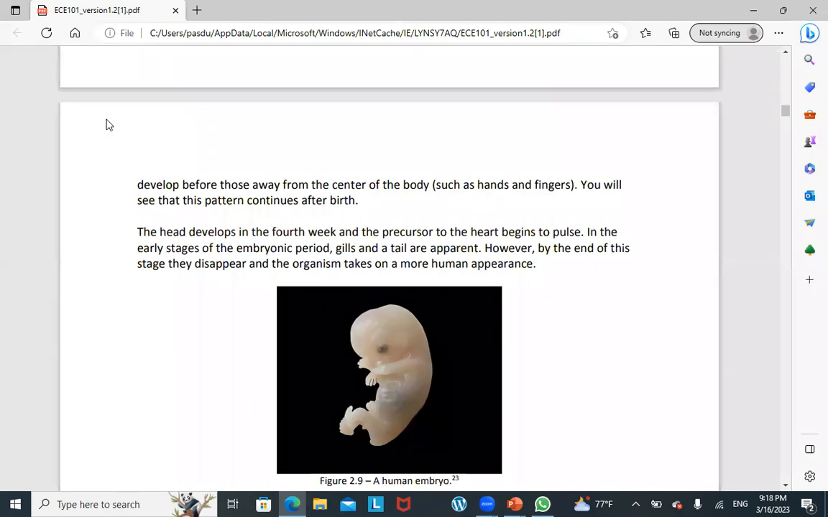In the early stages of the embryonic period, gills and tails are apparent. During this period gills and tails are apparent. However, by the end of this stage, they disappear and the organism takes more of a human appearance. Is it clear to you, my dears?